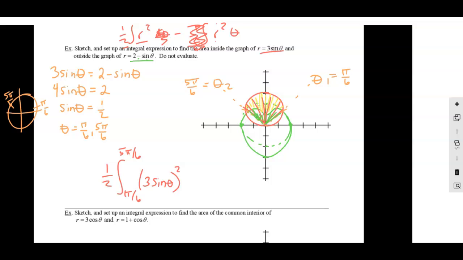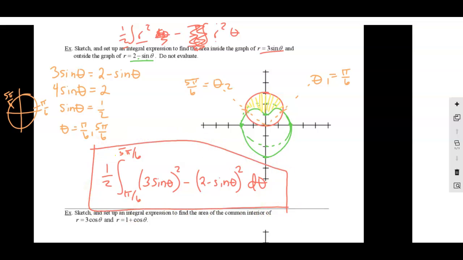And then that's going to end up getting us just the yellow. We kind of declutter this. There we go. So then we're going to minus the other one, and that's going to be 1/2. Got that factored out. And then here we go, 2 minus sine of theta squared. And then that's it, right? There's our area of that region inside of the circle, but outside of the limaçon.